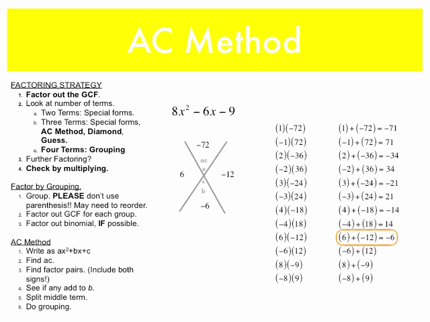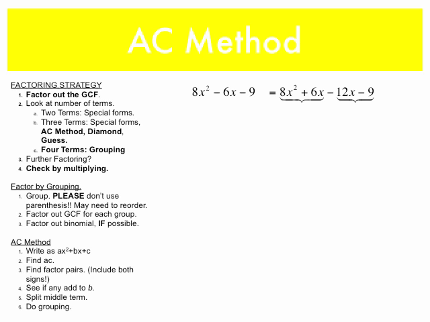So let's just check this in the diamond. 6 times -12 is -72. 6 plus -12 gives me -6. That tells me how to split my middle term. So 8x squared minus 6x minus 9, I'll change that to 8x squared plus 6x minus 12x minus 9. Notice that if I were to recombine those middle terms, I would get -6x. I have not changed the polynomial. I've just tweaked it a little bit.